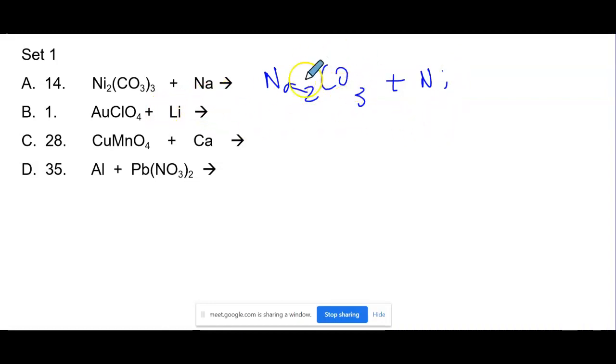So we're going to look at, we have CO3 here and here. We have 3 CO3s here. So I have to put a 3 here, right? Because I can't put it in between. I can only put in front of compounds or elements. So now we have 3 CO3s on both sides. Do you see that? Yeah.